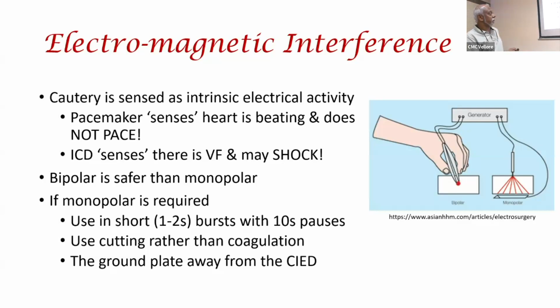One of the things you have to do is ask the surgeon to give short bursts with pauses, not this continuous long thing, and use cutting rather than coagulation. Coagulation disperses much more than cutting. And finally, put the ground plate away so that the current path between where you're operating and the ground plate keeps the ICD away from it, so the ICD does not come in the channel.